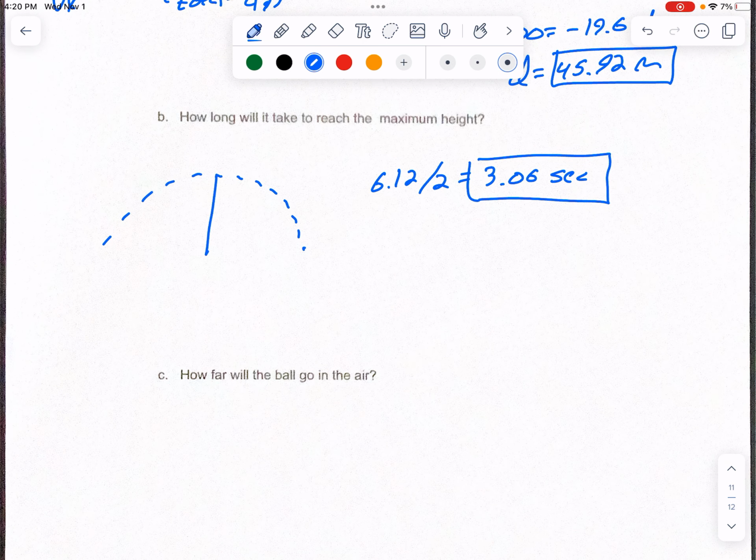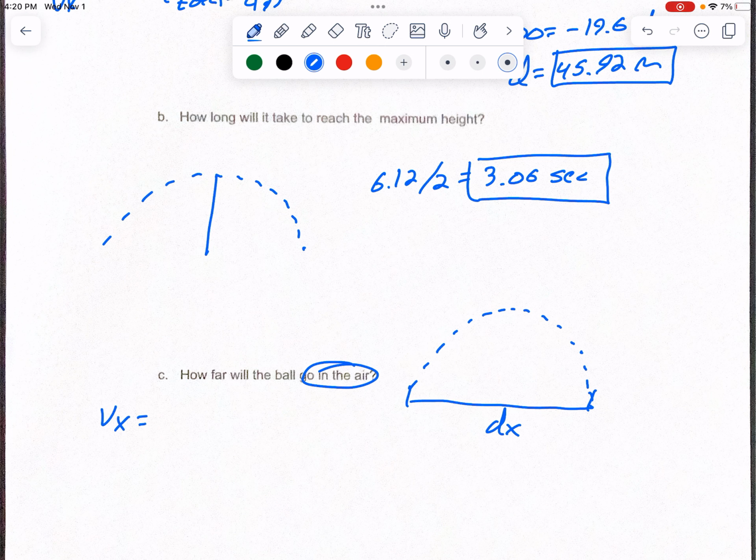C, how far will it go? How far will the ball go in the air? Be careful with this. I know it says in the air, so a lot of people assume vertical. Well, we just found height, so you're not going to find it again. In the air means when you launch that thing, it's in the air as soon as it leaves the ground, and it's in the air the entire time until it comes back down. So it just wants to know how far. That means we're looking for dx.